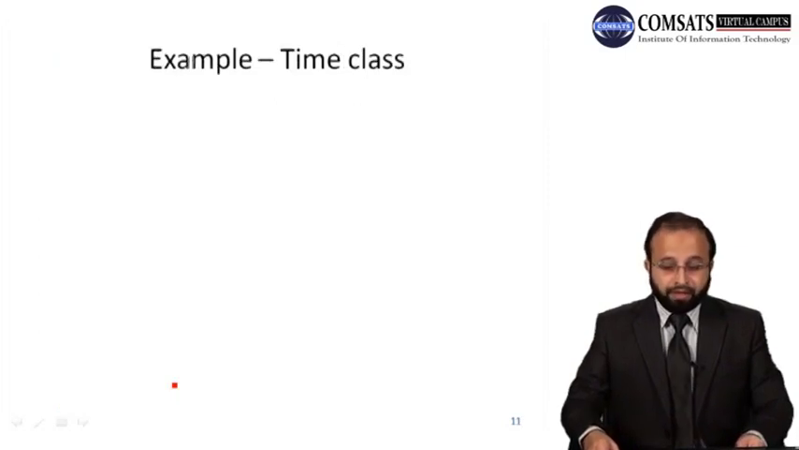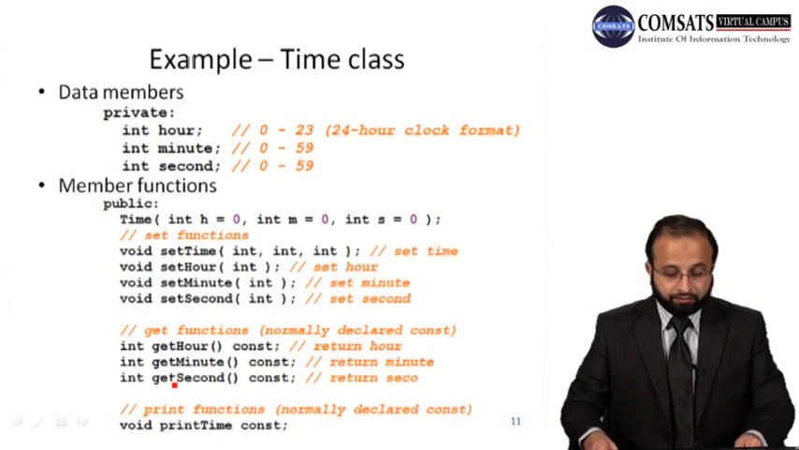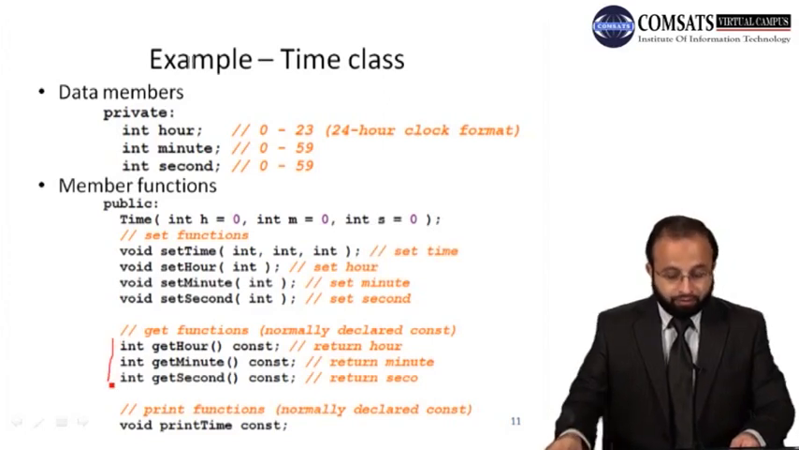Example program: let's see the Time class. The data members are hour, minute and seconds, and the member functions are setTime, setHour, setMinute and setSecond. These are the setter functions, and these are the getter functions. We make each getter function a constant function, because a getter function should not be able to modify the private data members of that object.